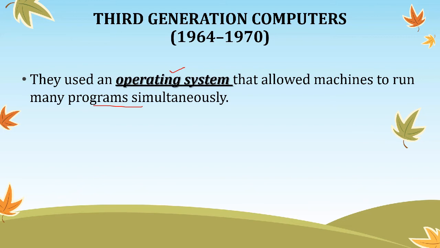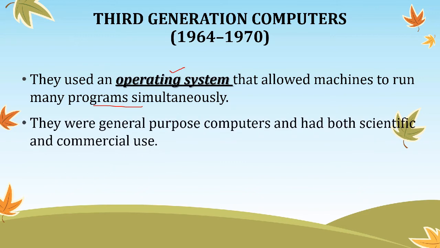Many programs you can run at the same time. They were general purpose computers and had both scientific and commercial use. See, this third generation computers, you can use it for scientific purposes, in aircraft and in military purposes, as well as commercial use. For personal use also you can use this computer. So they are general purpose computers.